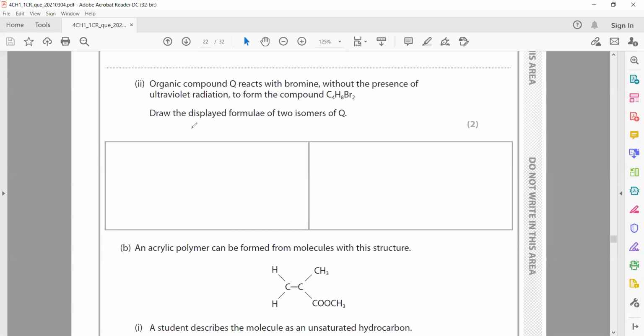So first we'll draw but-1-ene, and then we will draw but-2-ene.